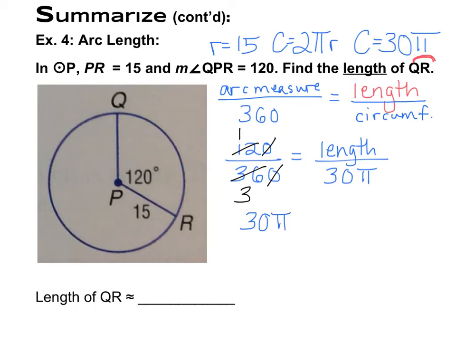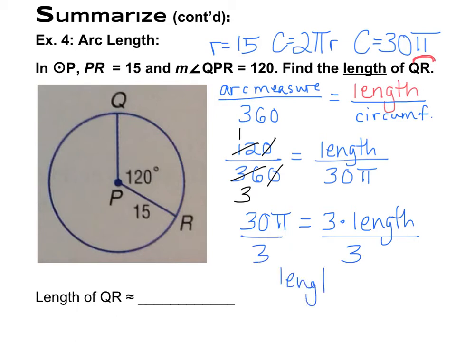Don't forget to leave pi in your calculations until the very end. And then that's just going to equal 3 times the length that you need to solve for. So clearly we're going to divide to get rid of the 3. And so my length is actually just going to be equal to 10 pi if we reduce that fraction there. So we were asked to find the length, and notice we have a squiggle equals here. So we're going to use our pi key and get an approximation, and we get 31.42 units.